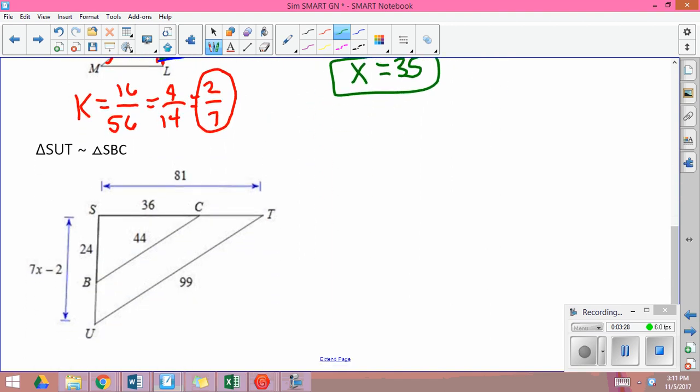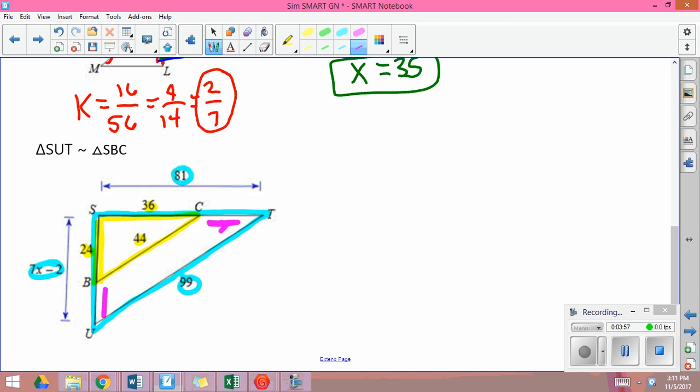Now this figure also has a similarity statement, and I have to be really careful and thoughtful about my pieces. So I have triangle SBC is one of my triangles. It has these 3 coordinates, and I also have triangle SUT, which has these coordinates. Be careful that you don't grab little pieces down here, because a portion that is not a full side of a triangle would not correspond to a full side of a triangle. You have to have side to side.